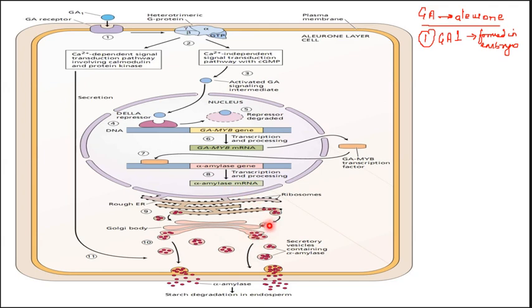Now these alpha amylase proteins synthesized in rough ER are secreted via the Golgi, by vesicular release, to the outside of the aleurone, and outside of the aleurone is the endosperm. Now this whole pathway requires the GA response.